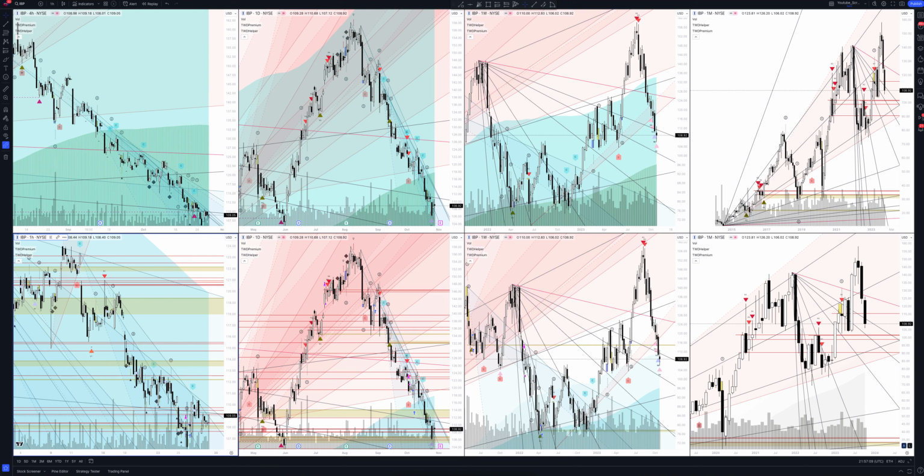Today we will take a look at installed building product stock. Let's analyze the market situation and find out how you can make money on it. Let's start.